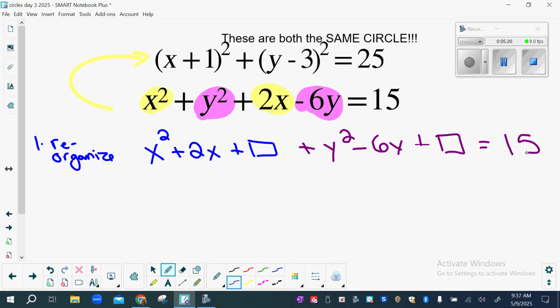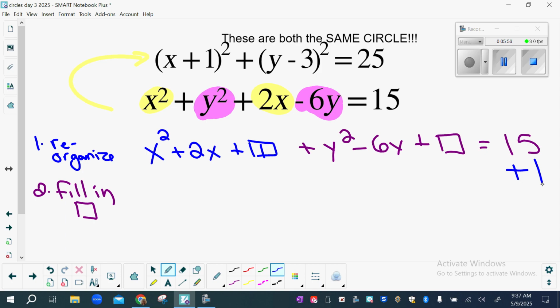Honest to God, that's pretty much the new stuff, because the next thing we need to do is fill in the box. And we do it the way we've been doing it forever. You take half of the linear term, which is this guy, and then square it. So 1 squared is 1. Here's the thing to remember: put it in the waiting room also, or it's not balanced. So what I put on one side, I put on the other side.